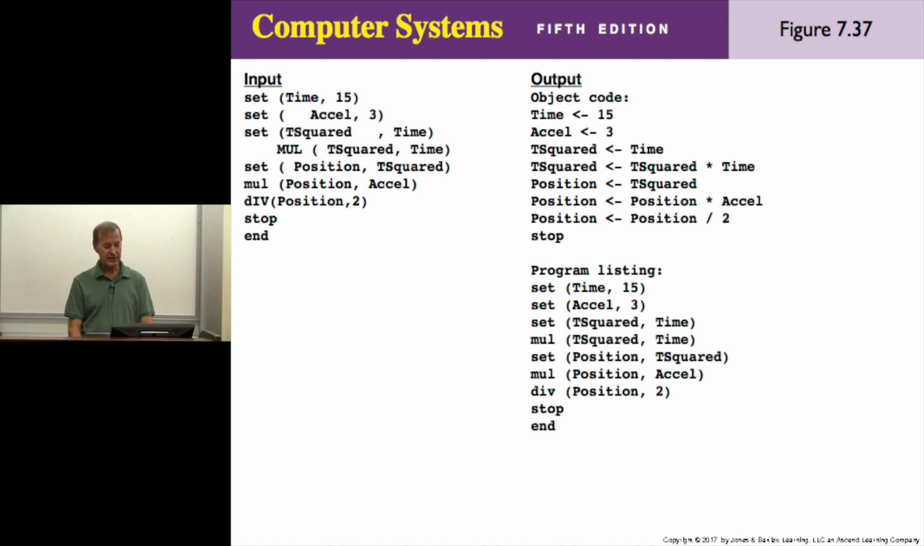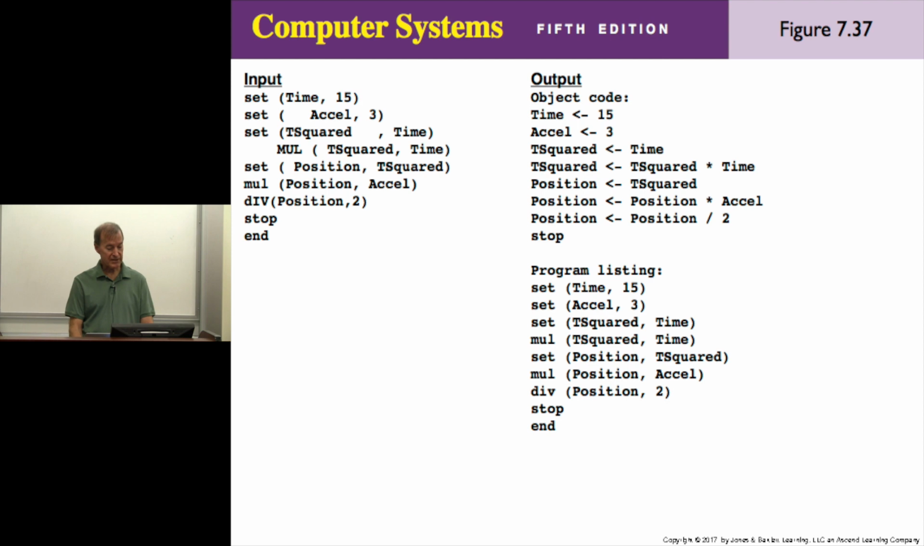You see the command is set, and what are the two arguments? Time, well, yeah, the very first one, time and what? 15. So you see that, and by the way, what is the type of time? Yeah, it's an identifier, which is a string. But on the other hand, the 15 is a what? An integer. Are you with me?